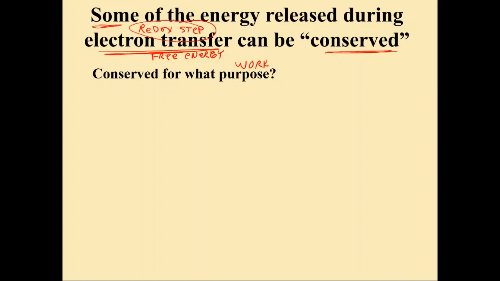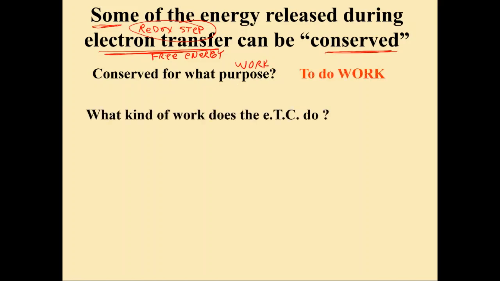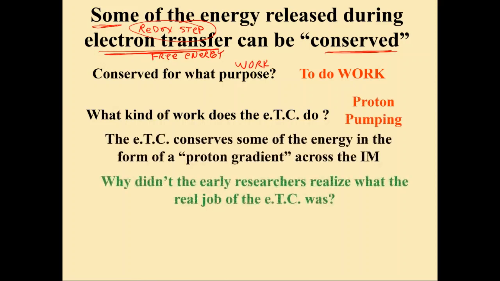And what kind of work does the electron transport chain really do? They do what? Proton pumping. The electron transport chain conserves some of the energy in the form of a proton gradient, because when you do proton pumping across the membrane, you form a proton gradient. So this free energy of the redox reactions of the electron transport chain is used to do work. And that work is pumping protons across the membrane to form a proton gradient.